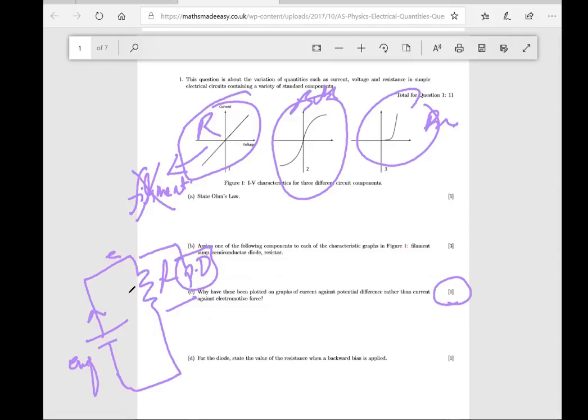If your resistor is large, it means the resistor's demand is large. Here the resistance is infinity. But for a diode, forward bias, backward bias. Bias means applying voltage across the diode. For the diode, state the value of the resistance when applied. So that will be infinity. Exactly, but the mark scheme says 0. I think the mark scheme is wrong. It can't be 0.